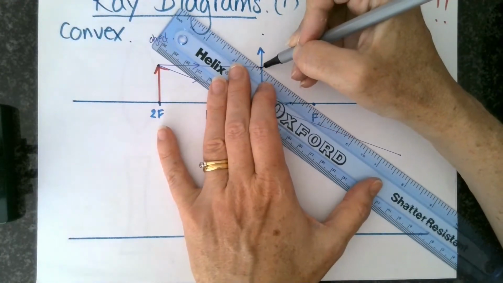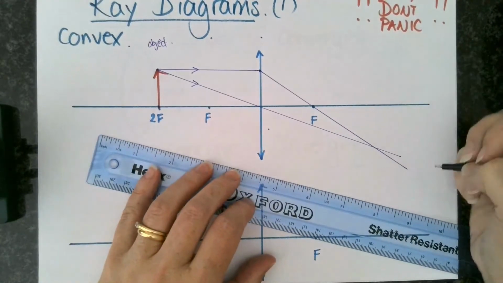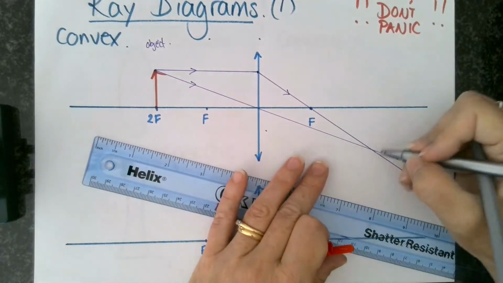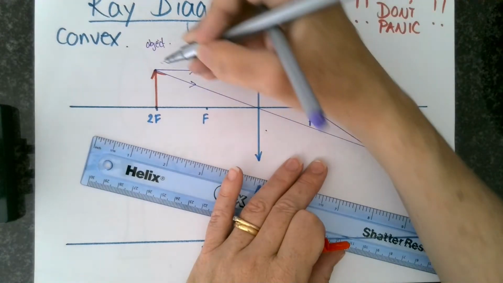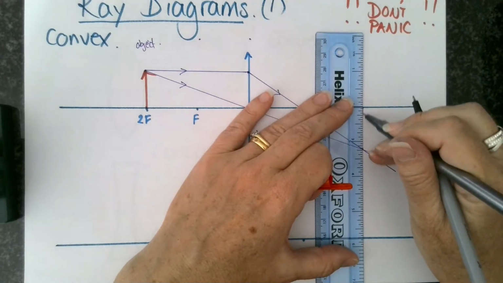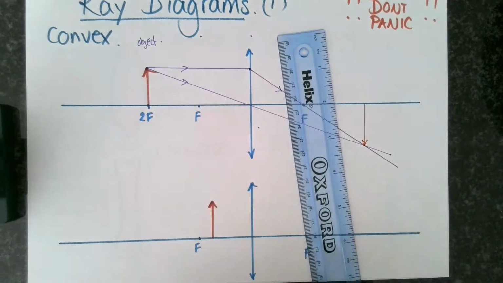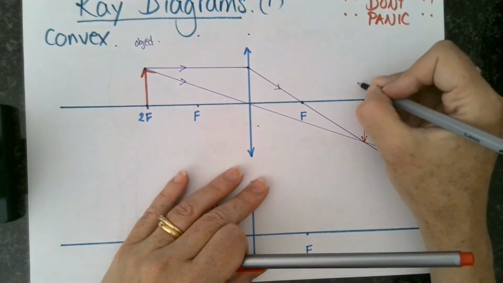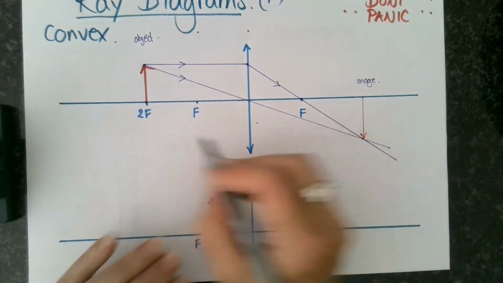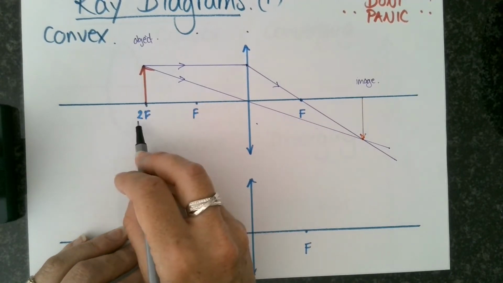So we draw it through the focal point, and those two rays will cross. Okay, so I'm just putting my arrows on my rays. Where they cross is where the image of that point is going to be. So I can draw in my image like that. Okay, so there's my image. Now what can we say about our image? Well, we can say that where I've put this object, 2F just means twice the focal length, twice the focal length away.